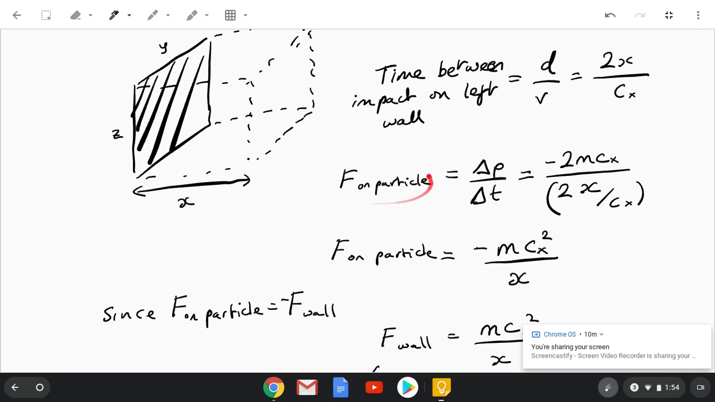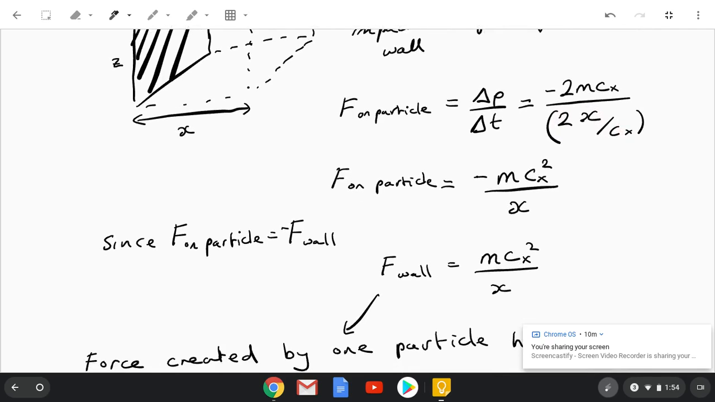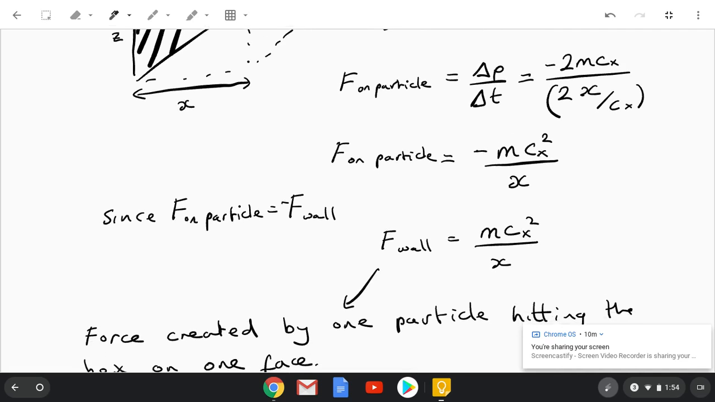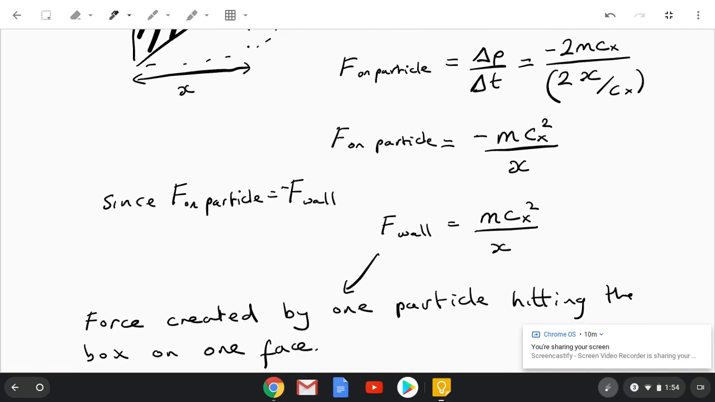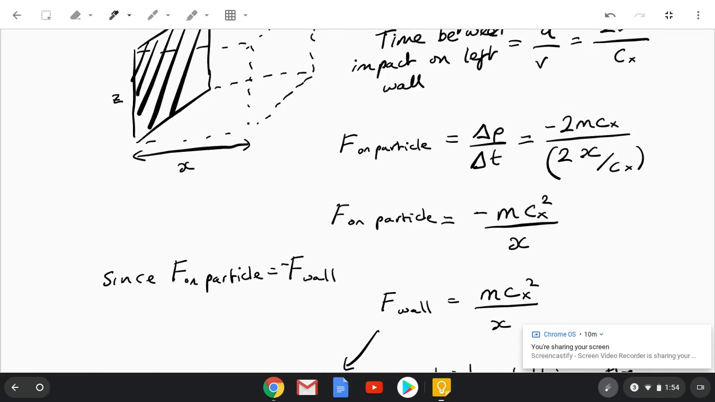Now, the force on the particle, we had this expression above as well, is the change in momentum. We've already discussed that, is minus 2 times the mass times the speed in the x direction. And then the time between the collisions is 2 times the distance divided by the speed. And algebraically manipulating that, it ends up being minus the mass times c_x squared over x. Okay, now that is the force on the particle by the wall.